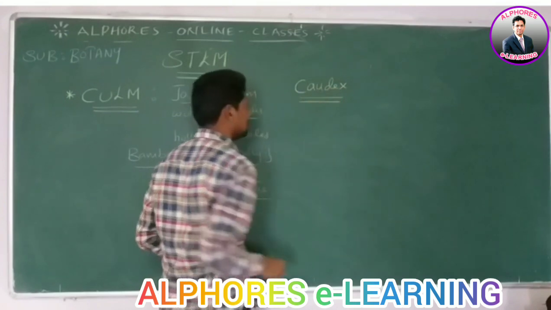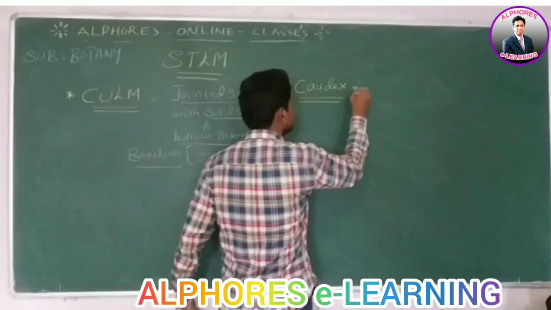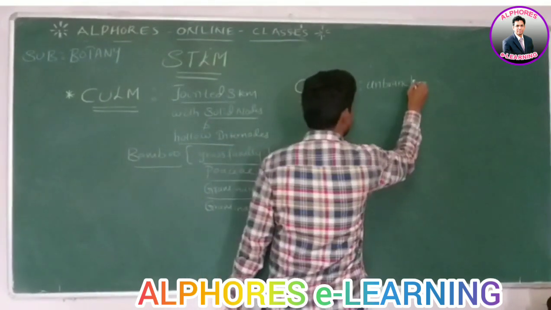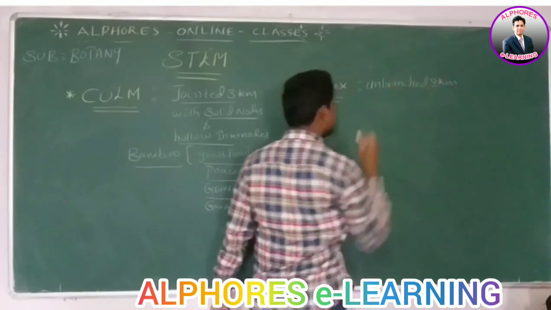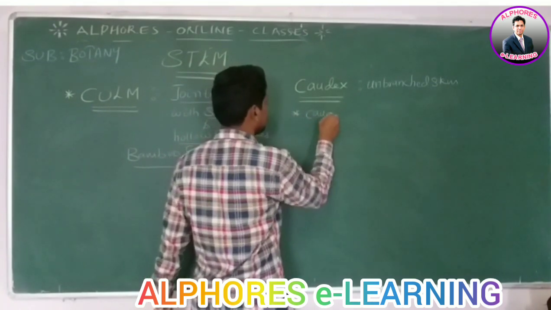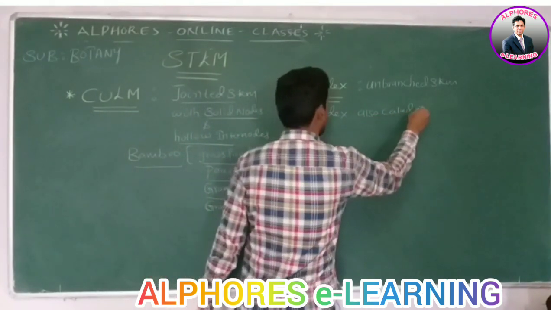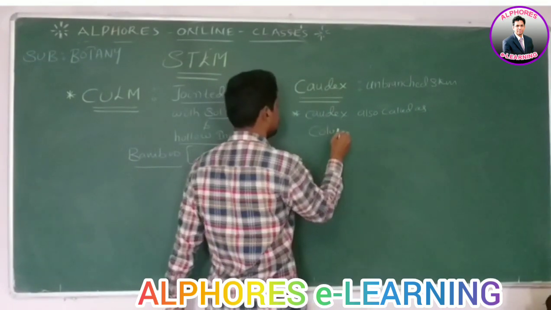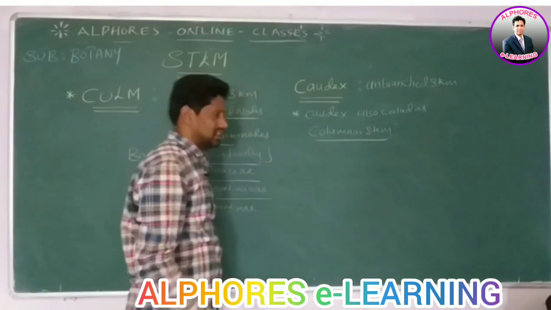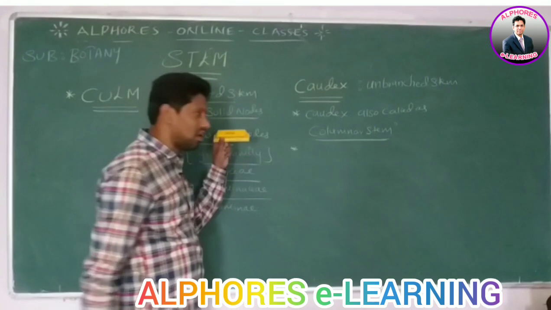Caudex. What is it? Unbranched stem is called caudex. Caudex is also called a columnar stem. Is it okay?